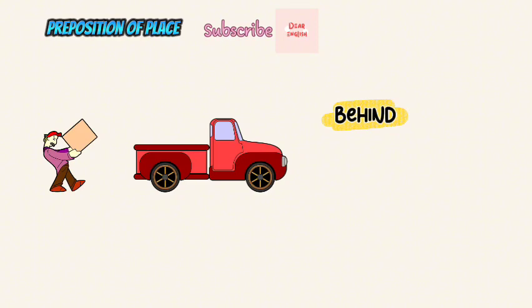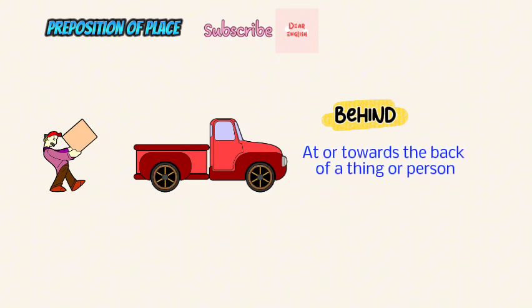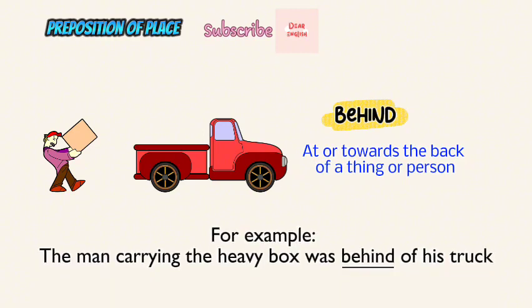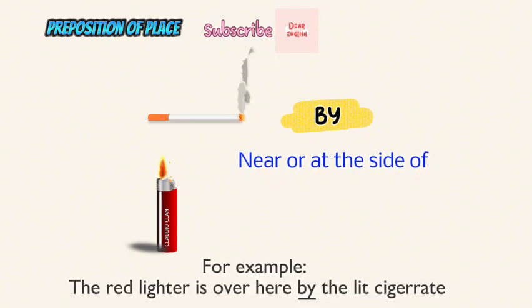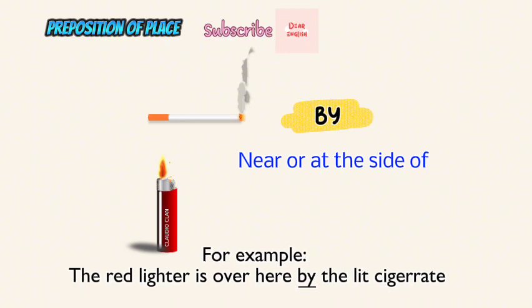Behind. At or towards the back of a thing or person. For example, the man carrying the heavy box was behind of his truck. By. Near or at the side of. For example, the red lighter is over here by the lit cigarette.